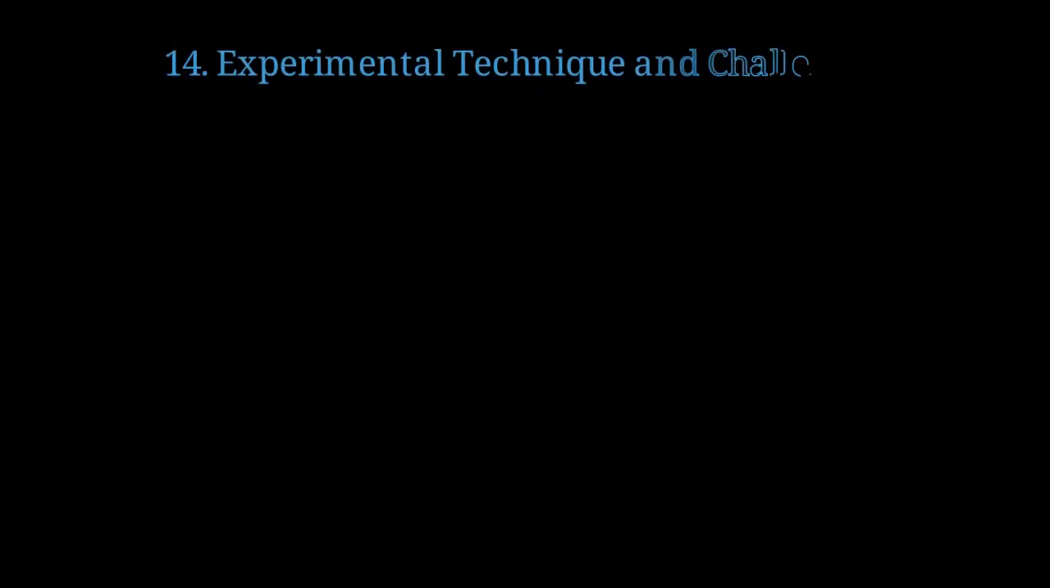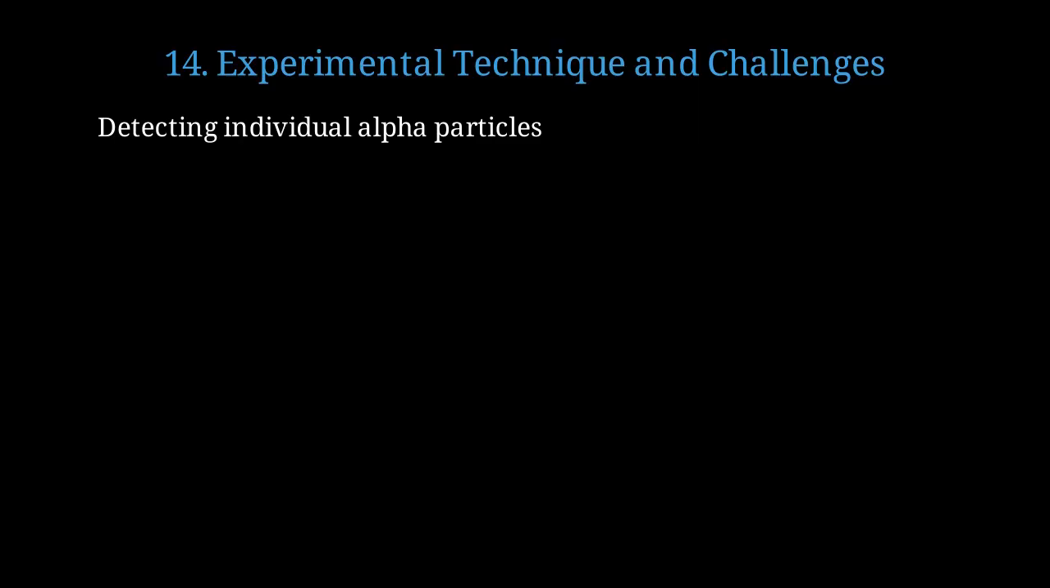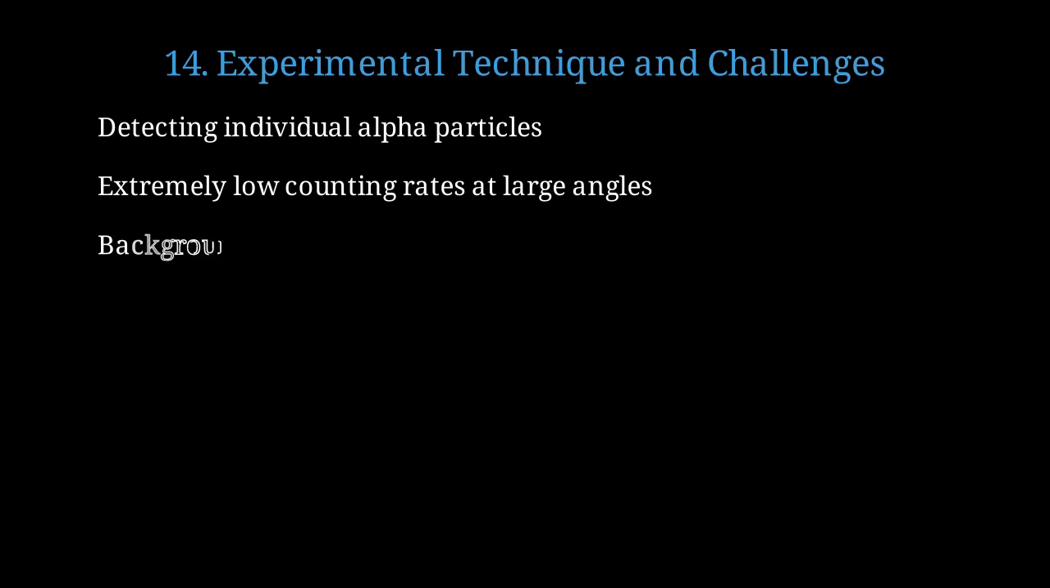Let's appreciate the experimental challenges that Geiger and Marsden faced in performing these measurements. They had to detect individual alpha particles, which required sitting in the dark for hours to adapt their eyes, then counting tiny flashes on a zinc sulfide screen. At large scattering angles, the counting rate was extremely low, sometimes just a few particles per hour, requiring patience and careful statistics. They had to control for background radiation, multiple scattering effects, and ensure the geometry was precisely known.